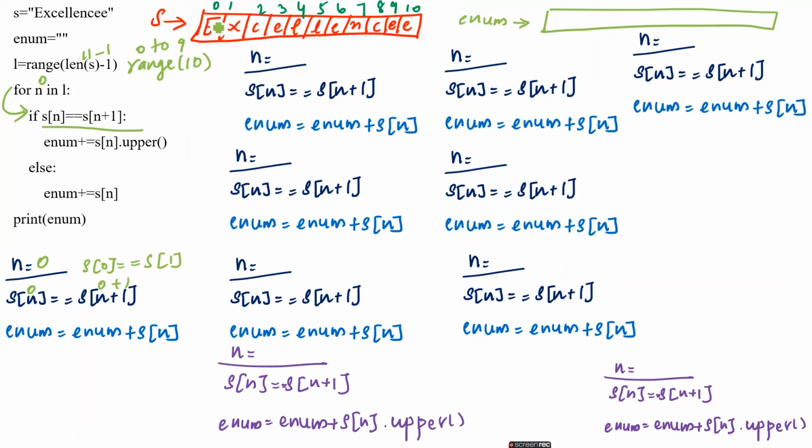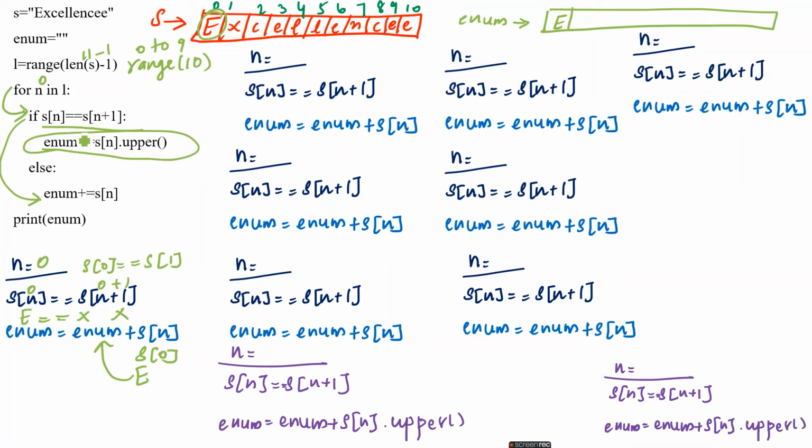So what is there in s of 0? In s of 0 we can see capital E. Capital E is equal to x. The condition is false. So what we have to do? We have to come to the else part. If the condition is true, we'll execute the statement. Otherwise, we'll come to the else part. In else part, we can see enum equal to enum plus s of n. S of n is s of 0. We have to join s of 0, that is capital E, to the enum. So in enum, E is there.